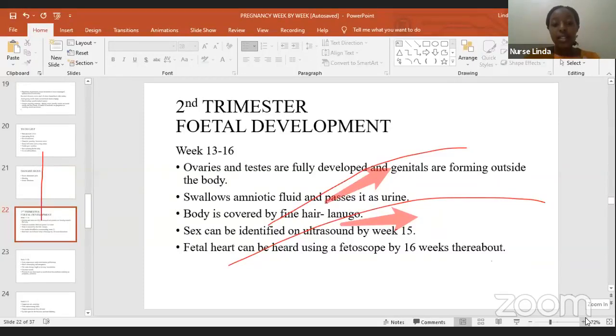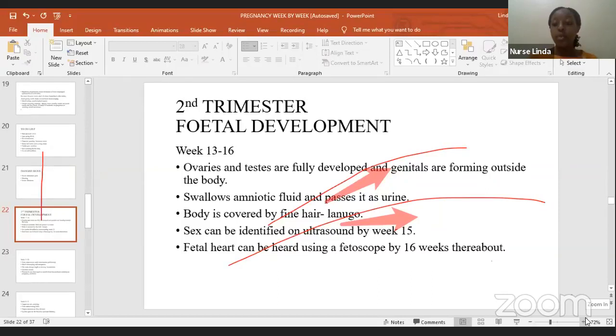Now, it's at this stage where the fetus is also swallowing the amniotic fluid. We have the fluid that covers the baby all round. The baby inside the uterus is usually in a sac, and inside that sac is the fluid that is known as the amniotic fluid, and the baby floats in that fluid. So the baby at this point swallows the amniotic fluid and passes it out through urine.